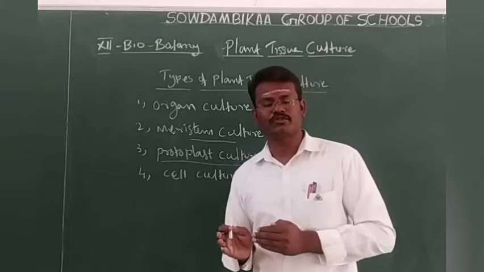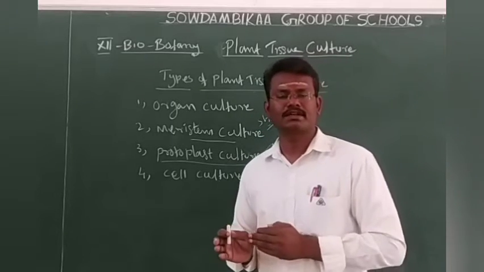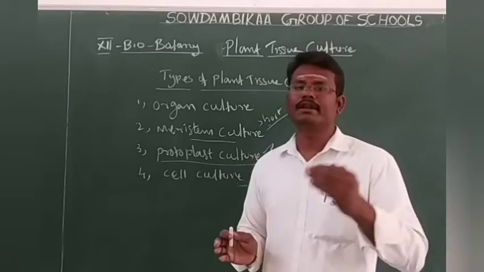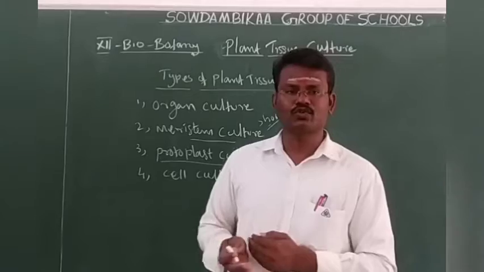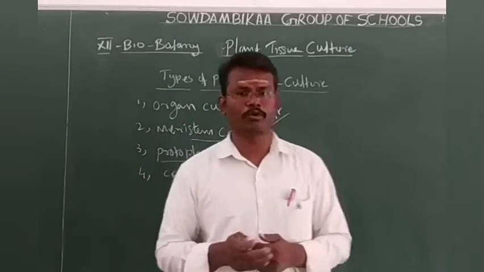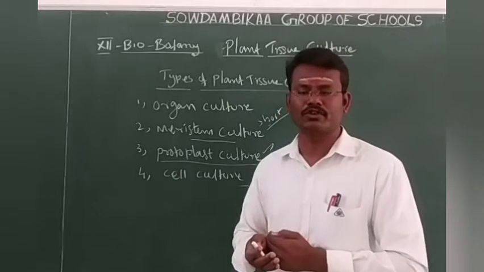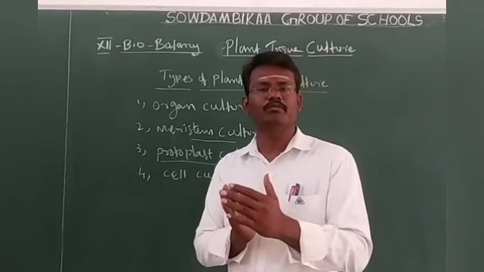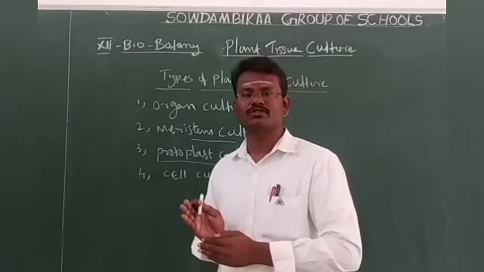What are the steps? First we isolate the protoplast, then fusion of the protoplast. Next is the protoplast culture, and we select the somatic hybrid cells. Those are the steps of protoplast culture. This is the enzymatic method, isolation of protoplast. Important 3 mark question. First we isolate the plant material.